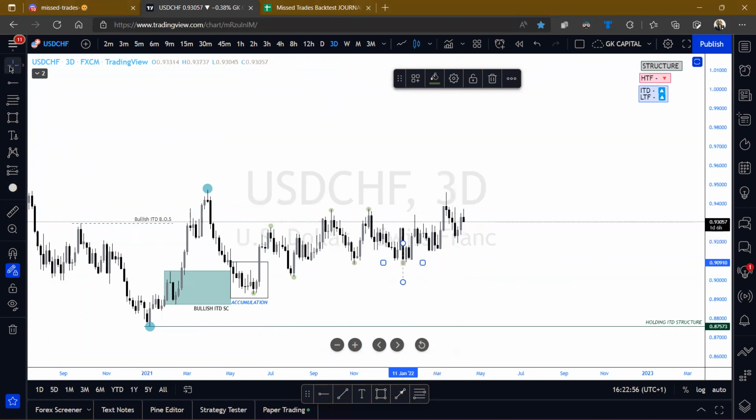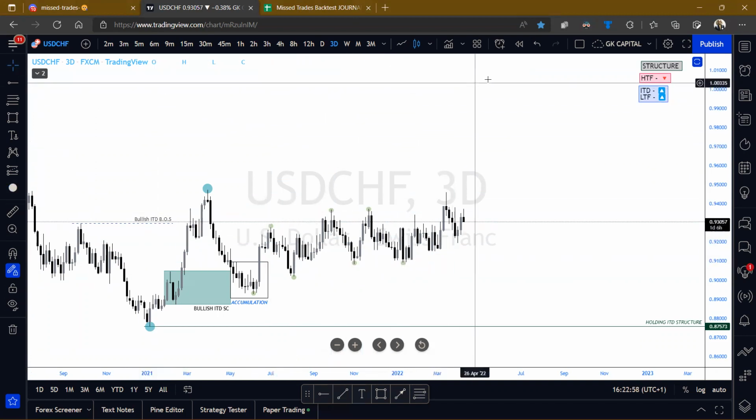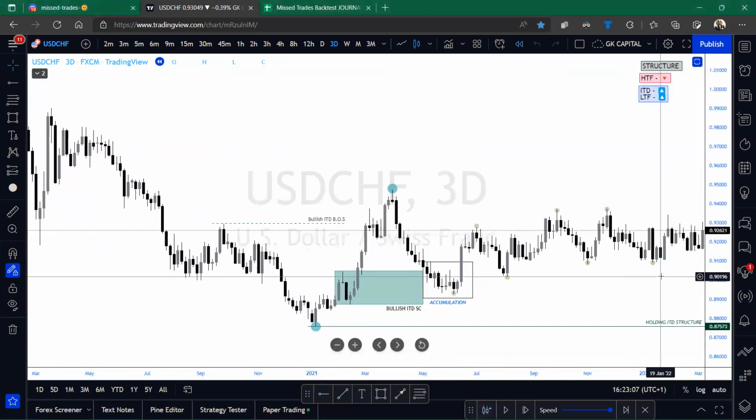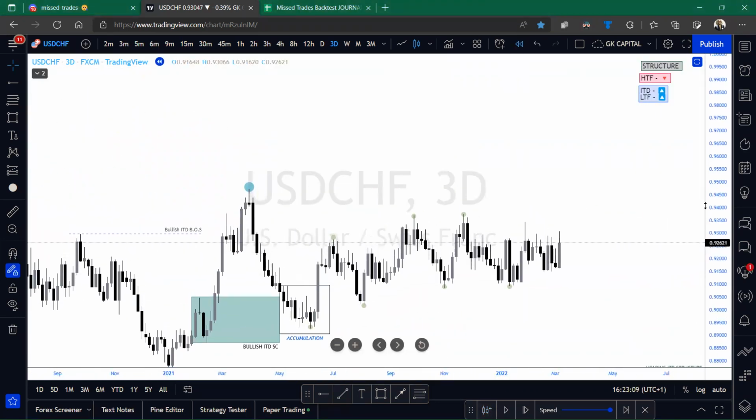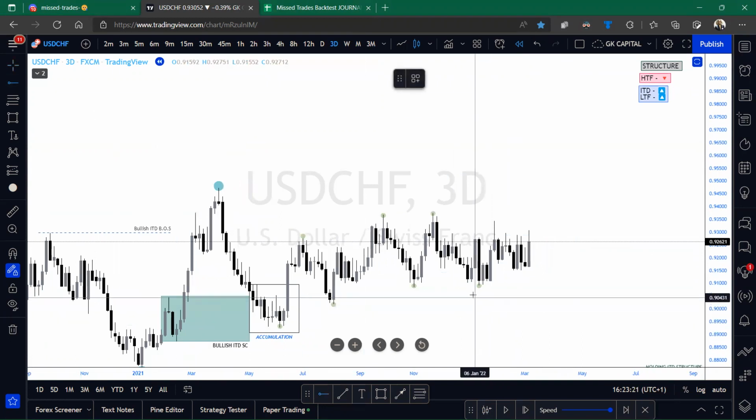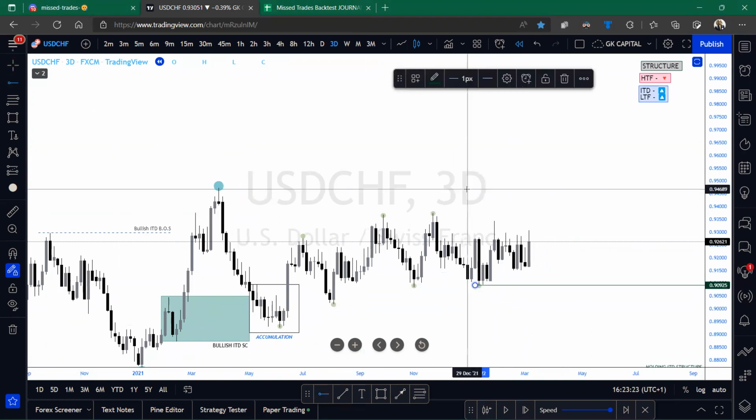Okay. Let me just do this. Okay. So back at the start of this year, so January 2022, this is an entry that we've managed to get into, and then this is now what's holding lower time frame after making that high.